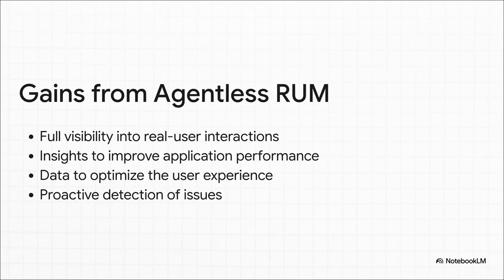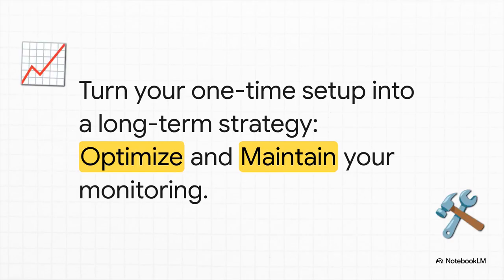We're talking about the power to find that one broken checkout button that only messes up for people on a specific browser, or spotting that slow API call that's making all your mobile users want to throw their phones. This is the kind of stuff you can now see, and you can fix it proactively, often before your users even have a chance to complain. But hey, we're not done just yet. The initial setup is one thing, but the real power comes from making this a long-term habit. So our final step, step 5, is all about optimizing and maintaining your monitoring for the long haul.